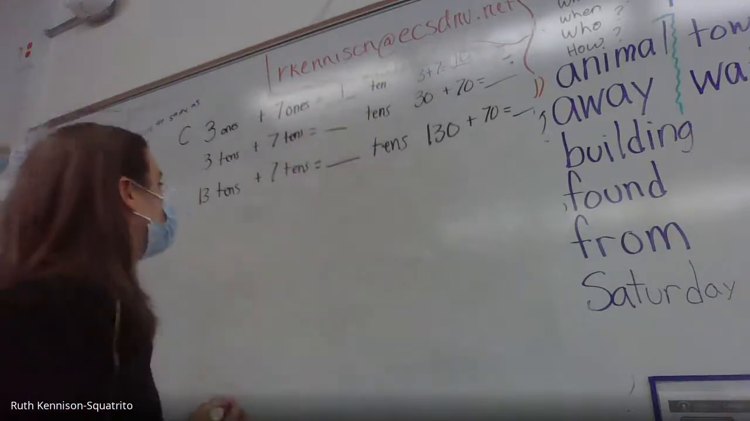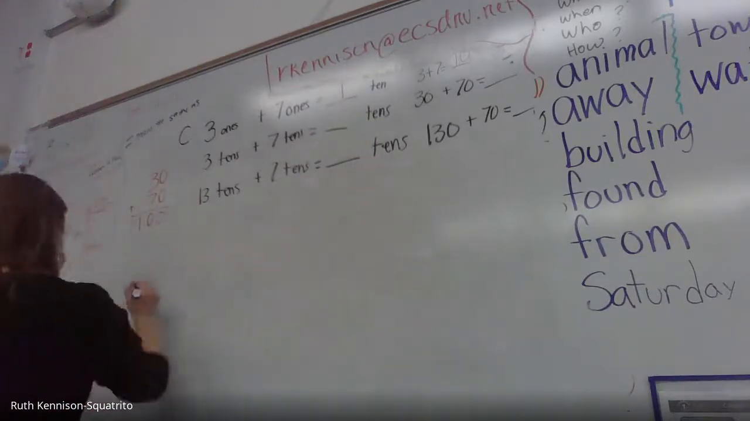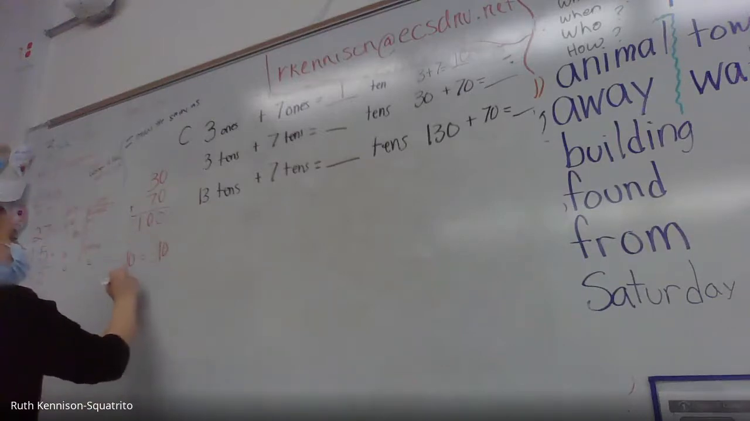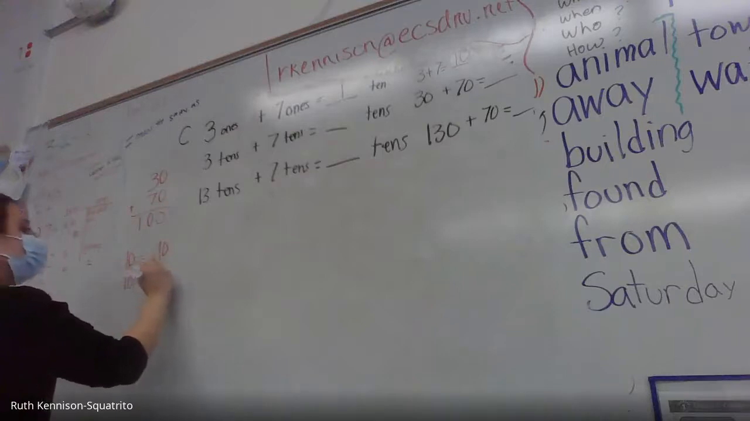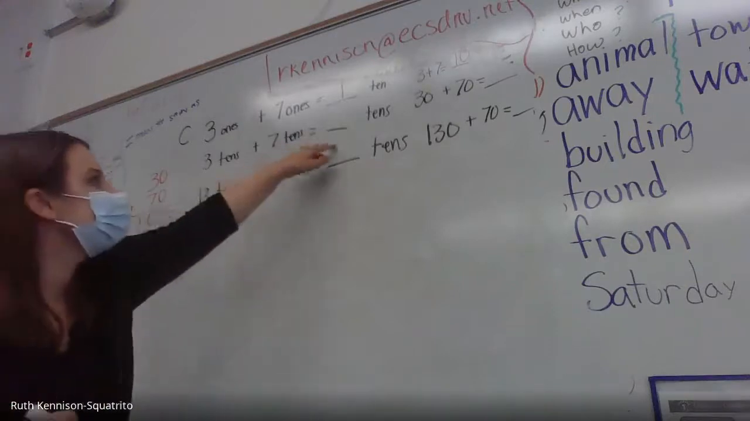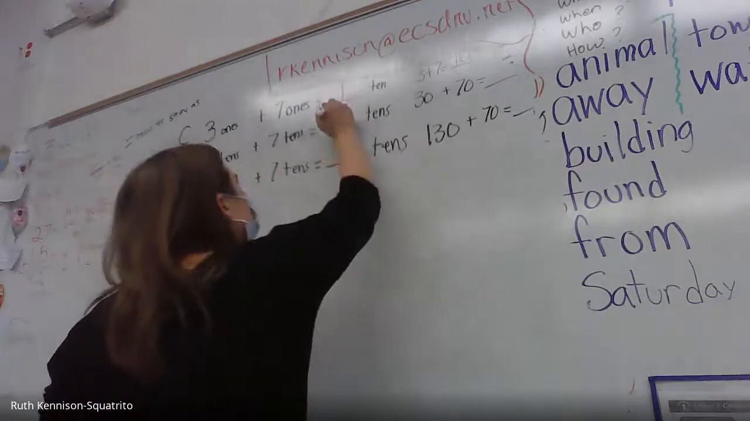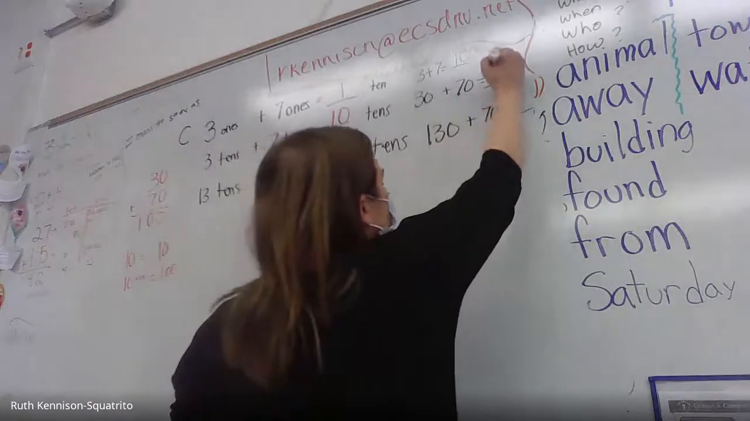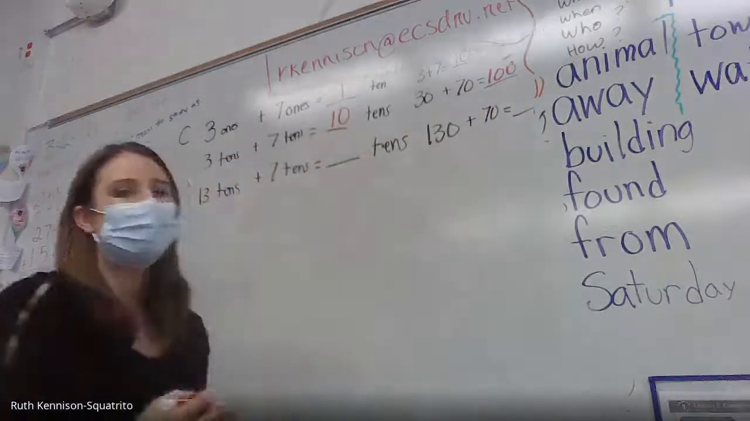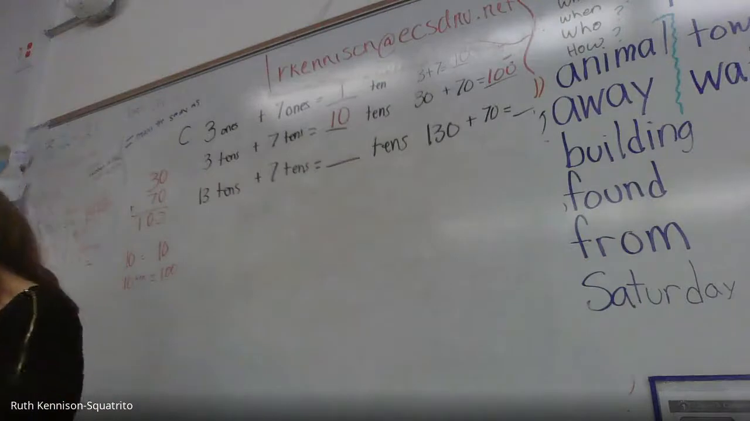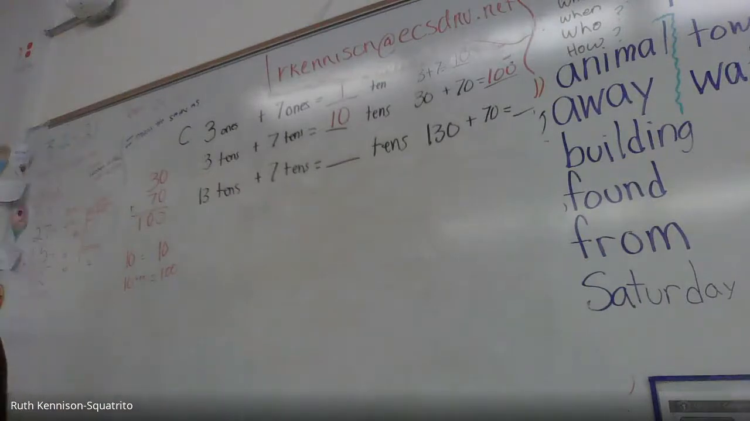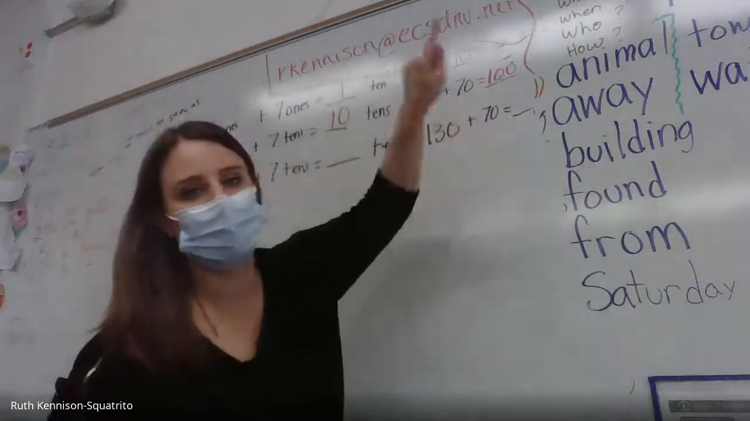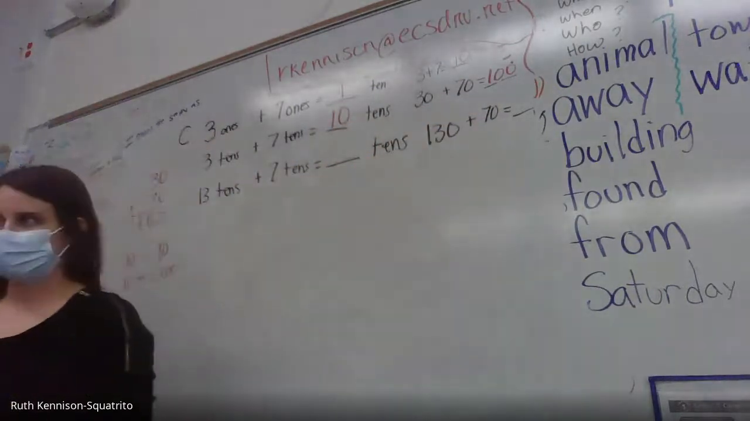Because 100 tens would be way more than that. That'd be like 1,000. Because 10 ones make 10. 10 groups of 10 make 100. So how many tens does it have? It has 10 tens. And then 30 plus 70 does equal 100, but it equals 10 tens. Because 10 ones make 10, 10 groups of 10 make 100, 10 groups of 100 make 1,000.